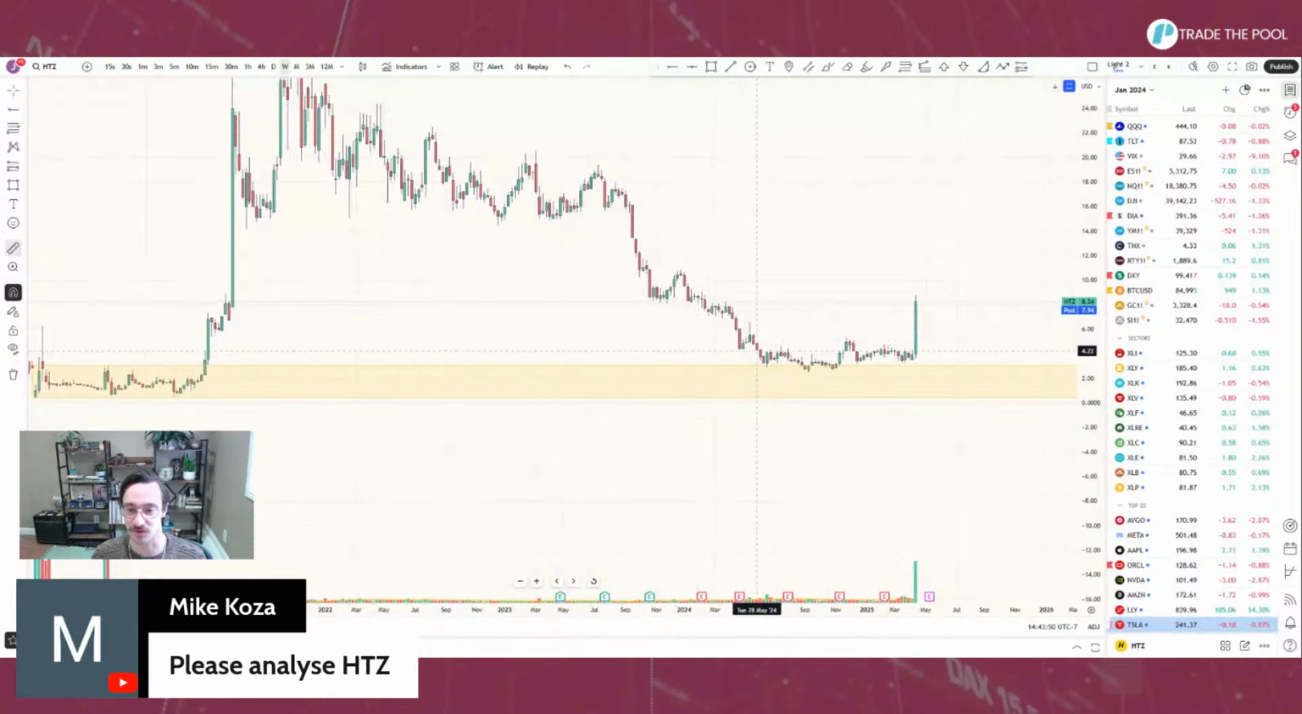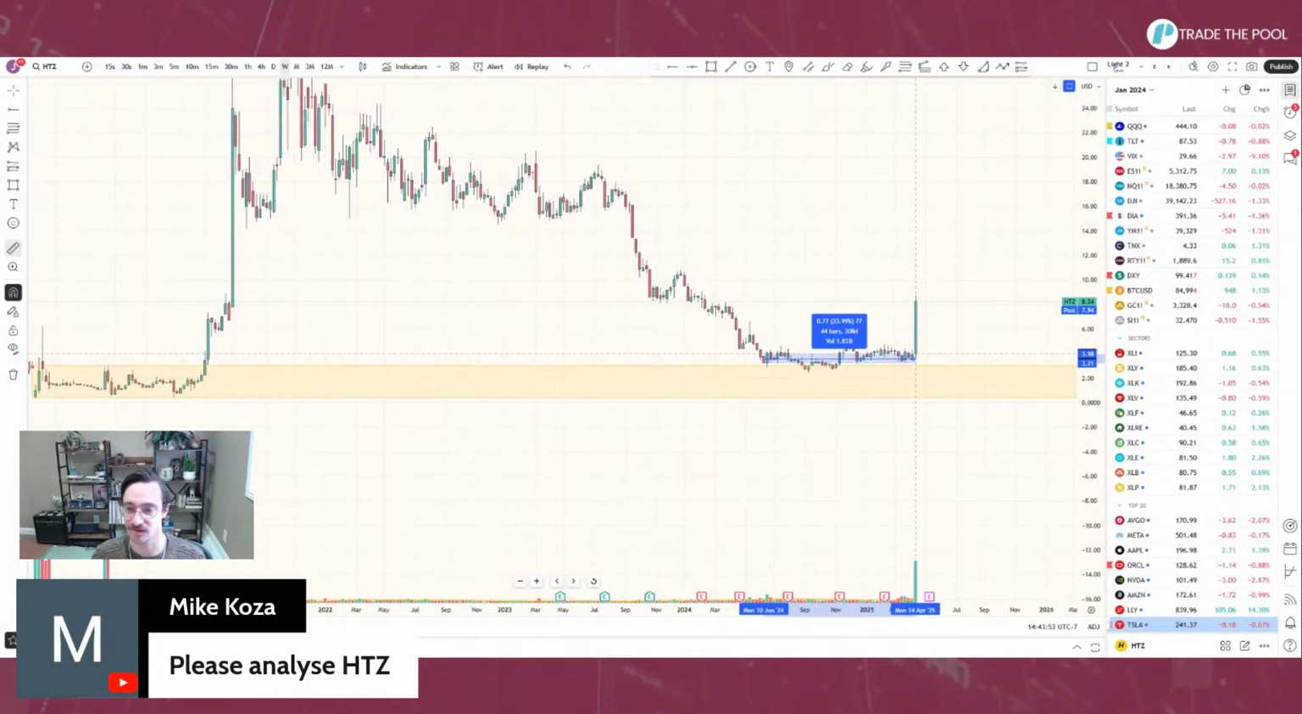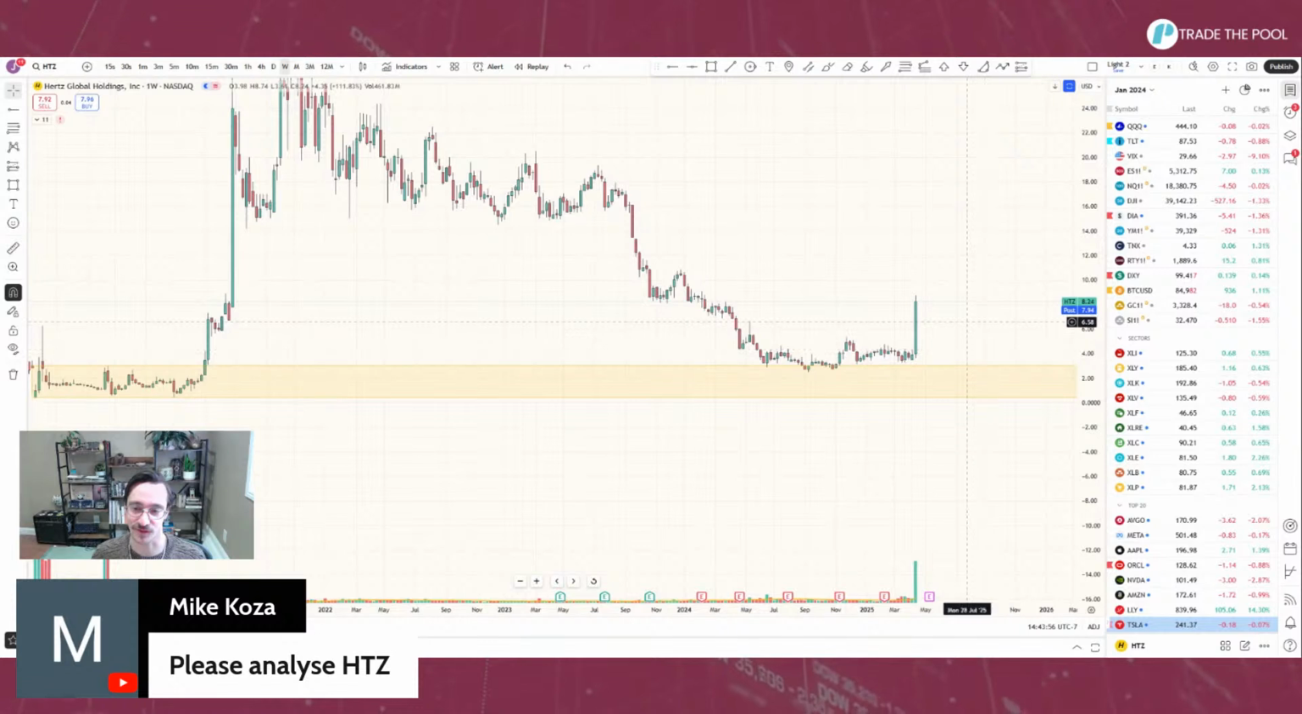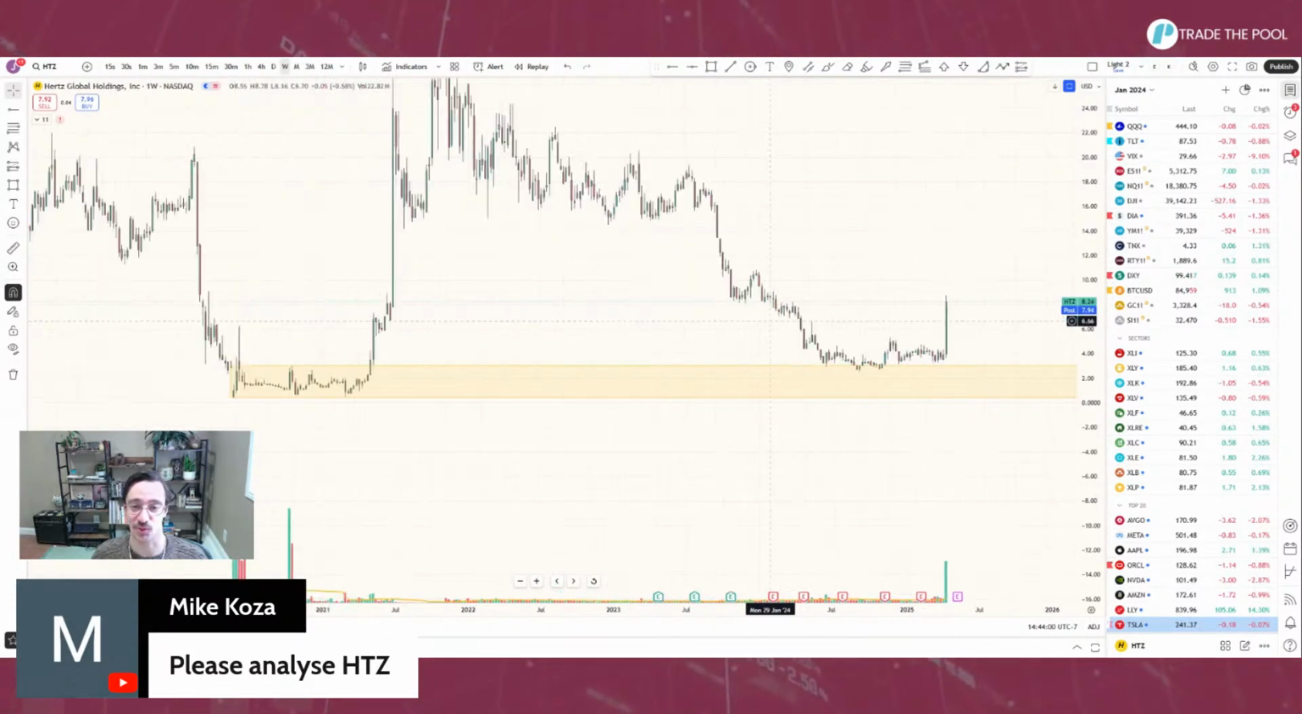And let's use our measuring tool. How long did it consolidate there? It consolidated there for 44 weeks, almost a full year. So what does that tell us? It tells us we're at the bottom of a long.